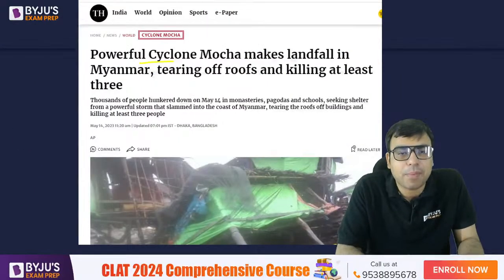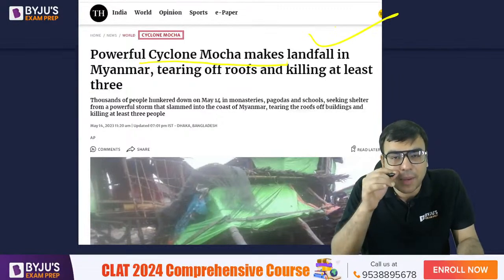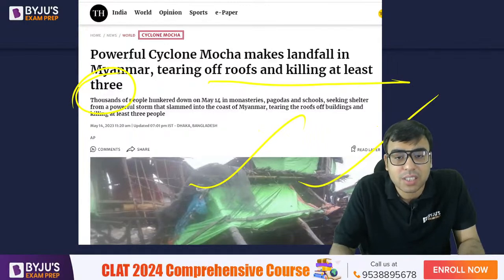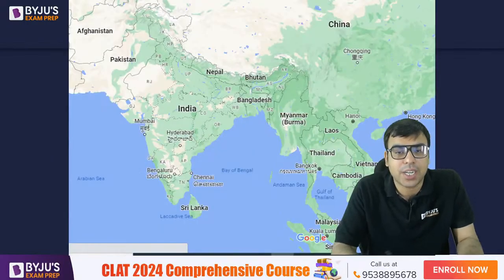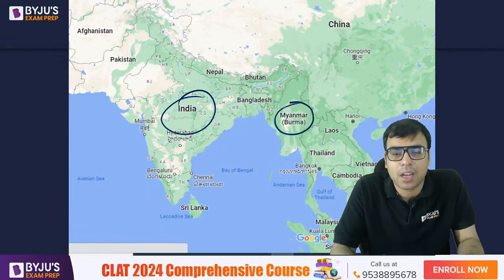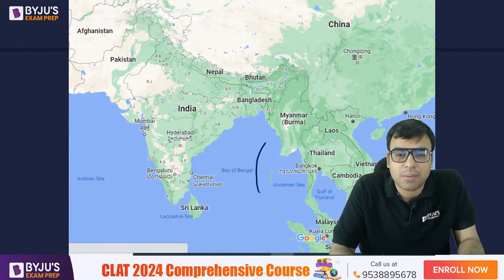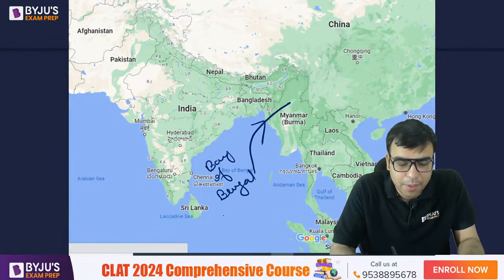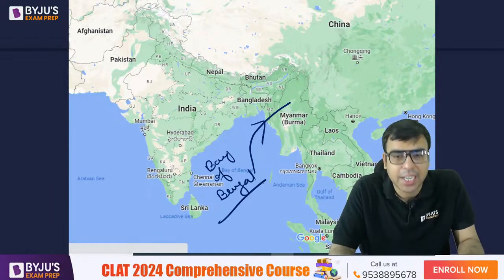So powerful cyclone Mocha makes landfall in Myanmar, tearing off roofs and killing at least 3. आप देख सकते हो ये सब images हैं. So just have an idea about it. Let me show. Here is India. This is Myanmar. तो ऐसा कुछ इसका ये ऐसे like that है ना. So this is Bay of Bengal है ना. So it came in Bay of Bengal. Yes, Sani Ansari, very good. It came in Bay of Bengal.